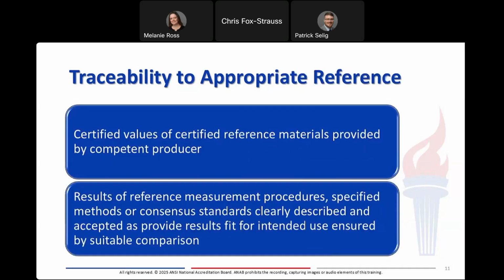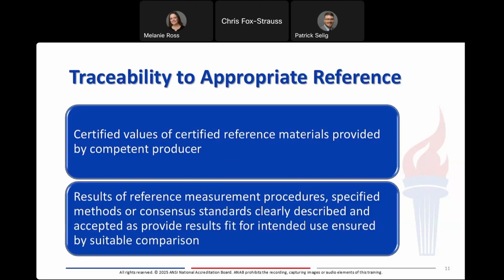When looking at traceability to an appropriate reference, the certified values of certified reference materials provided by a competent producer can be used in this case. When we're looking at the term competent producer, in this case, that would be an organization that meets the requirements of 17034, the conformity assessment standard for reference material producers.